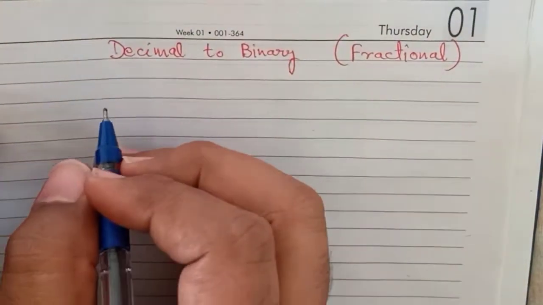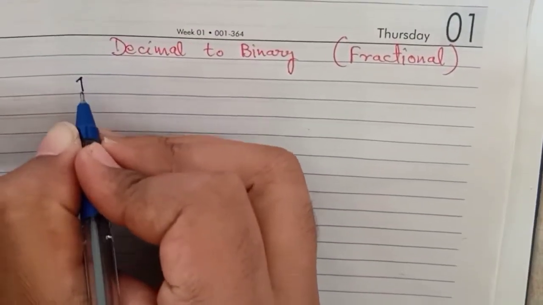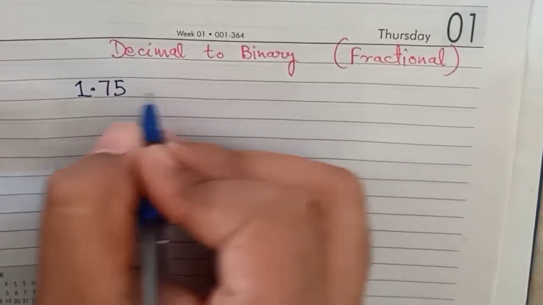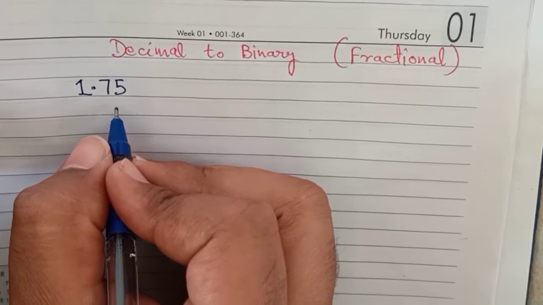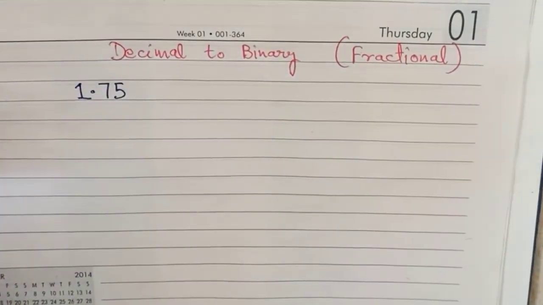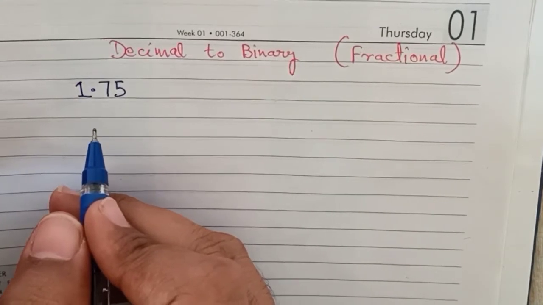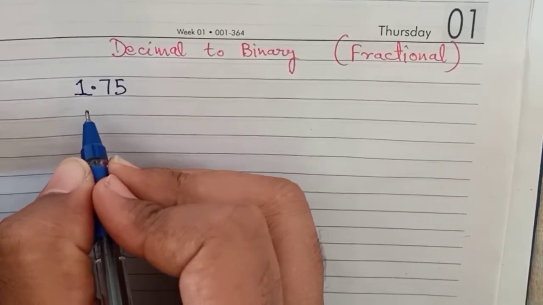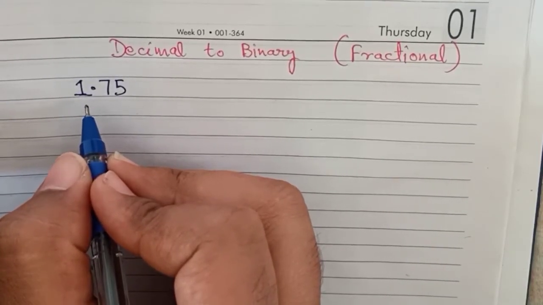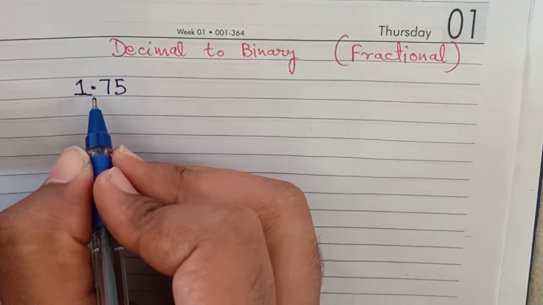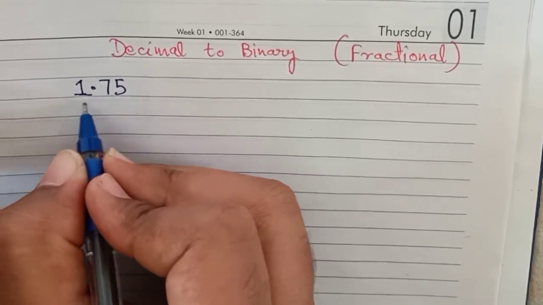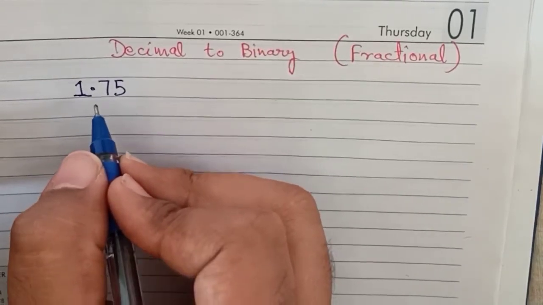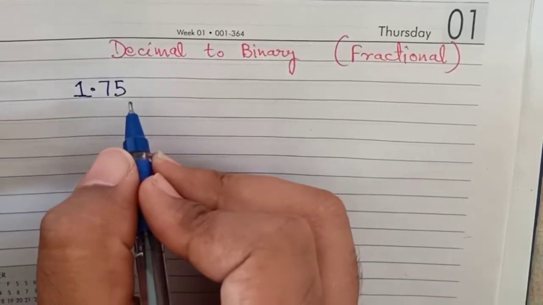So let us take an example. Suppose there is a number 1.75, which is a decimal number. Suppose this is a decimal number which we have to convert into binary. What will we do? Now things will change. Because here we have a decimal point, and even in the previous lecture we observed that we do the manipulation on the non-fractional part separately and on the fractional part separately.